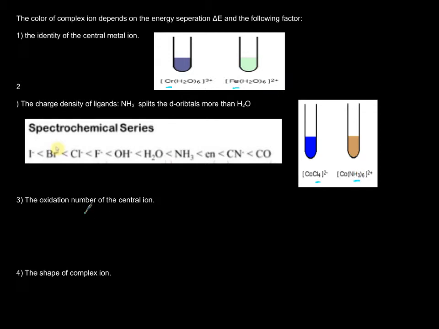The other one is just oxidation number. If I give you a complex of Fe2+, it's green. And if I give you a complex of Fe3+, it's red. So it depends on what your oxidation number is. Finally, it's the shape of the complex ion. The more ligands you have, the deeper the color that you see. So, that's your last argument. Is it octahedral or tetrahedral?